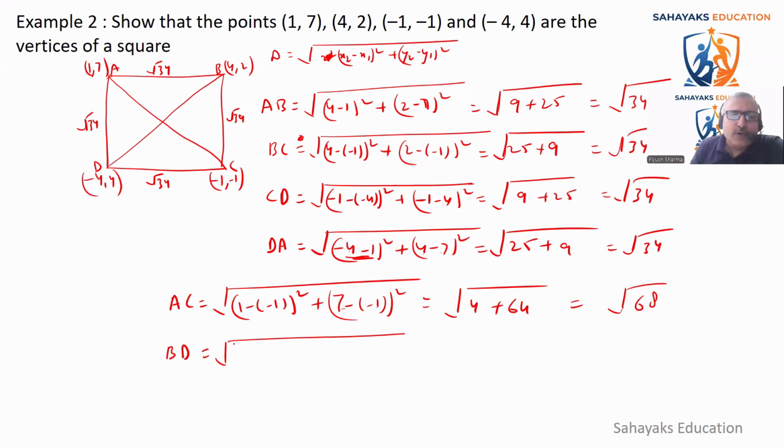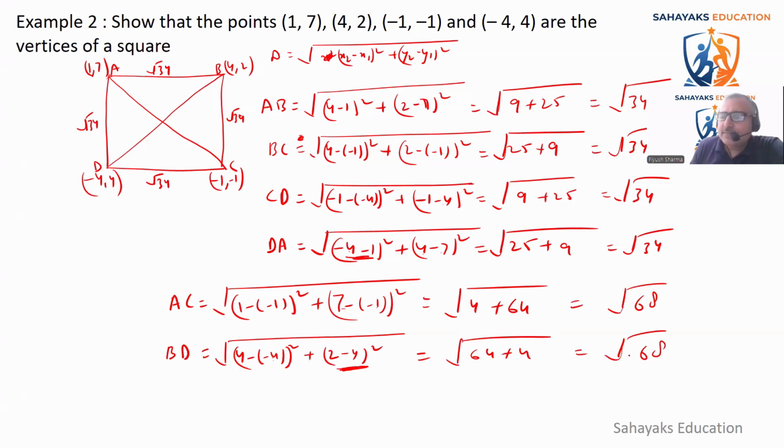It becomes square root of 4 minus minus 4 whole square plus 2 minus 4 whole square. 4 minus minus 4 is 4 plus 4, which is 8, and 8 square is 64. Plus 2 minus 4 is minus 2. Minus 2 square is 4. And this is 68. That means diagonals are the same.